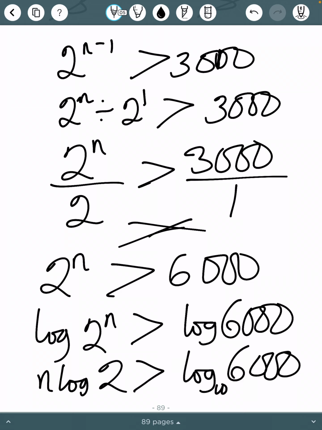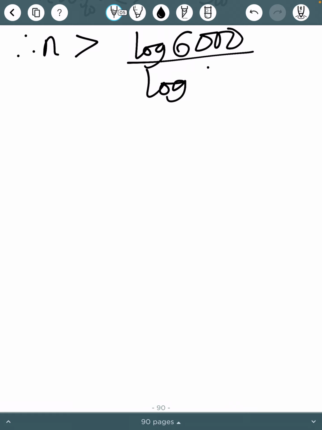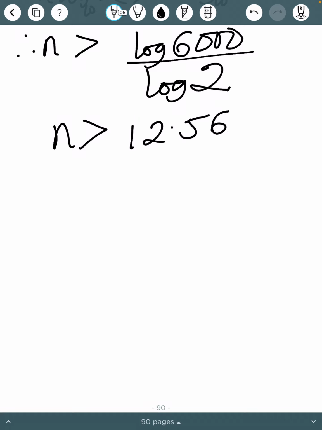Let's not forget both bases are to base 10. So that means our n will be greater than log 6,000 divided by log 2. And that gives us n greater than 12.56. We need to do a small inspection here.